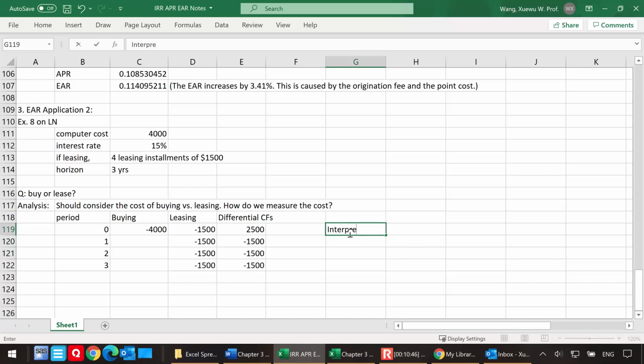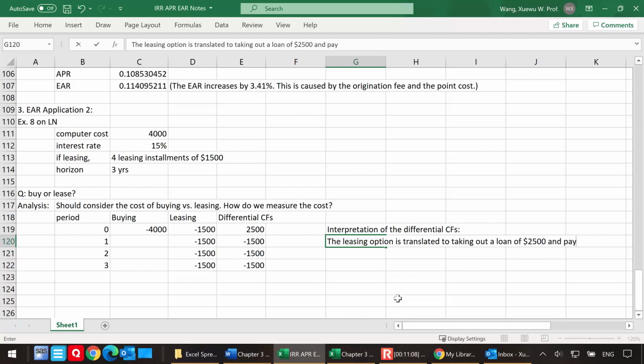All right, so let me just put this down here. Interpretation of the differential cash flows. So really the leasing option is translated to taking out a loan of $2,500 and paying off the loan by making 3 equal installments of $1,500 in the following 3 years.